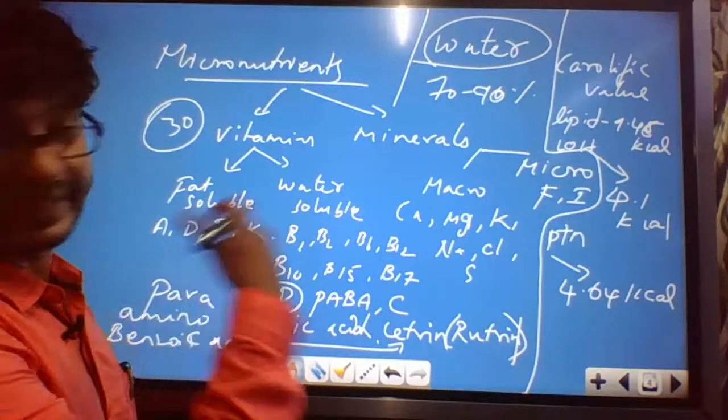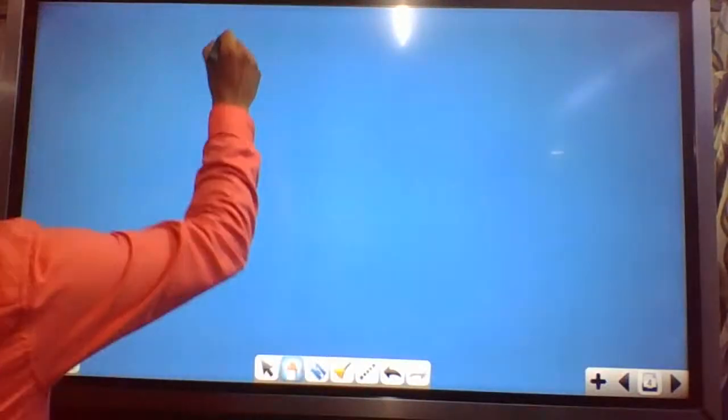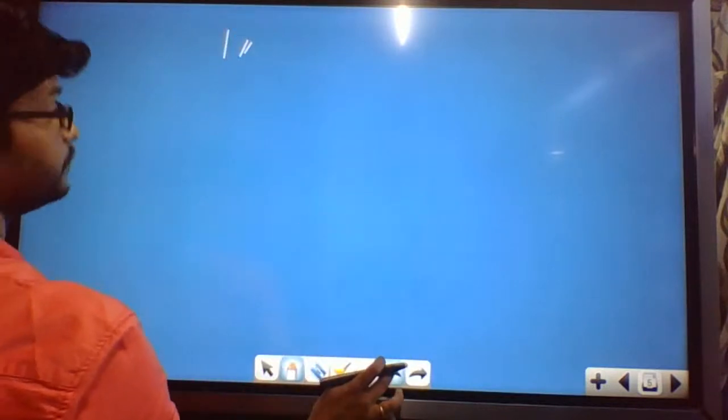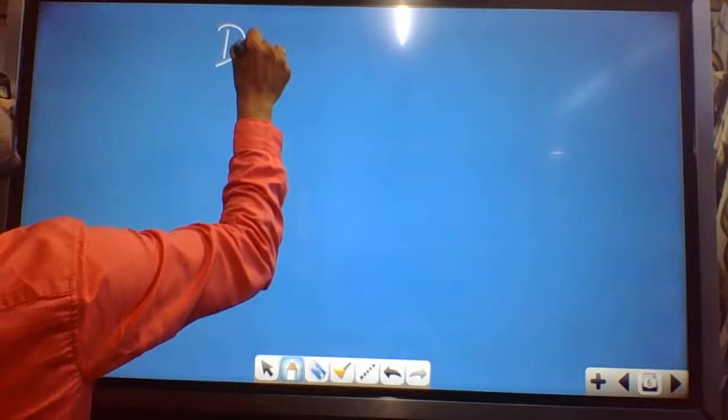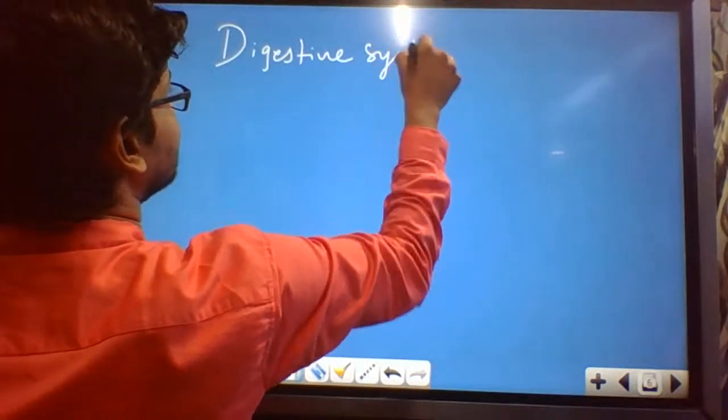So we'll go to the next part, that is the digestive system. So we talk about the digestive system.